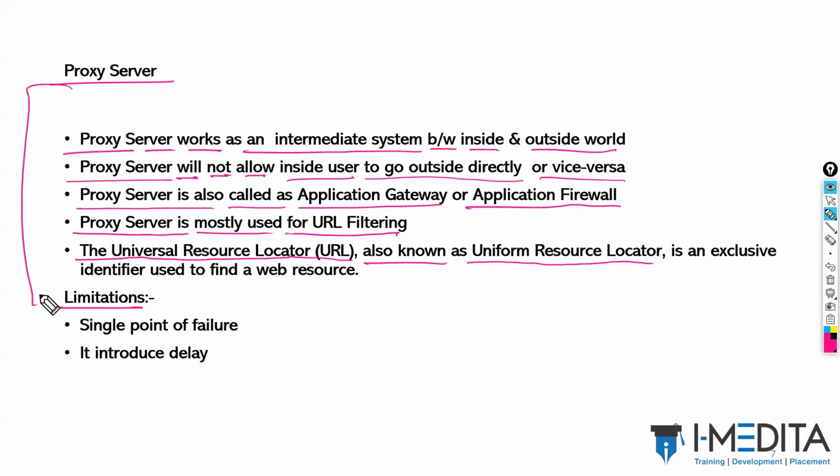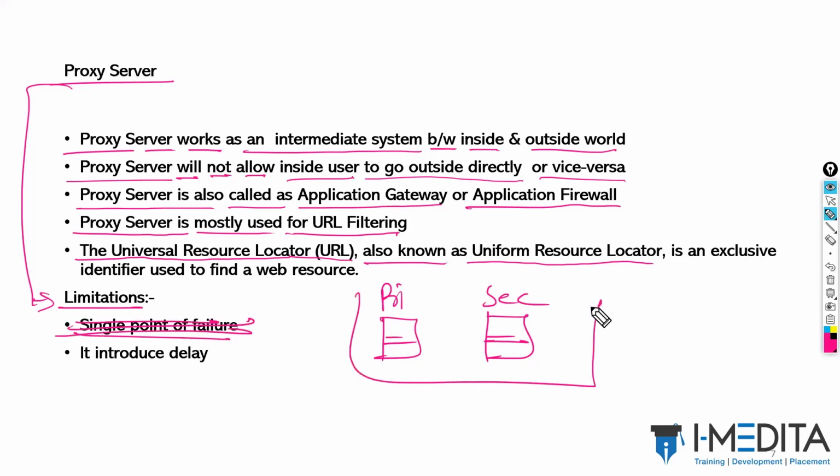Limitations of proxy server can be single point of failure. If you are using only one proxy, then there can be a single point of failure. To solve it, we will not use one, we will use two, primary and secondary. So single point of failure can be solved with the help of primary and secondary. Second limitation is there, it introduces delay. Delay will be there, that will be in millisecond.